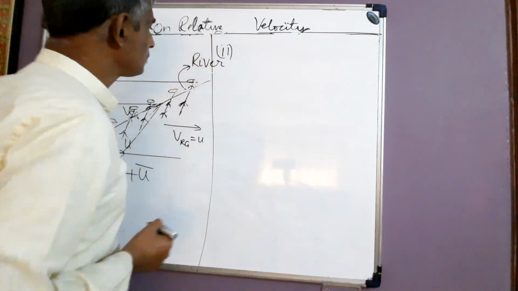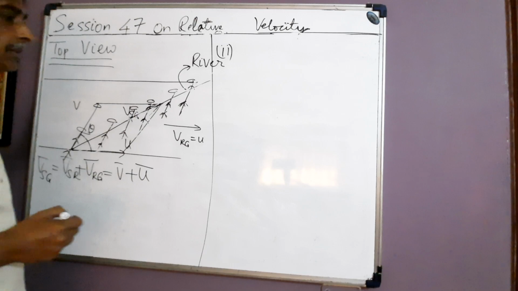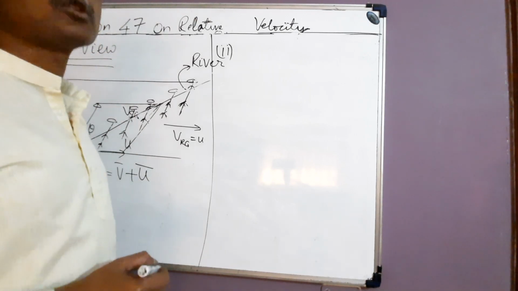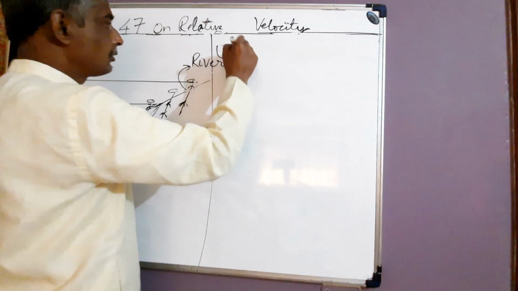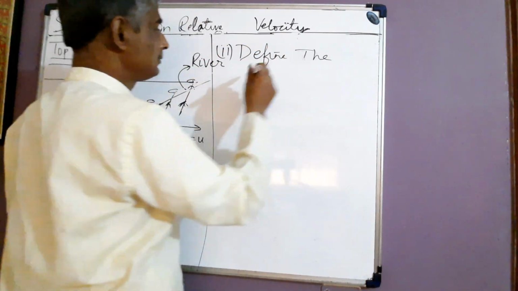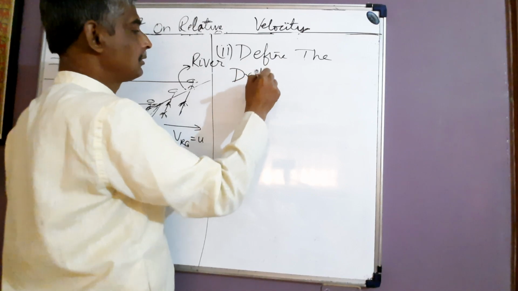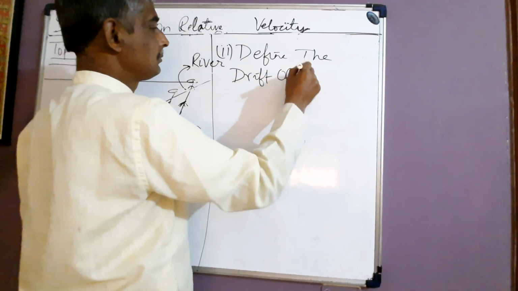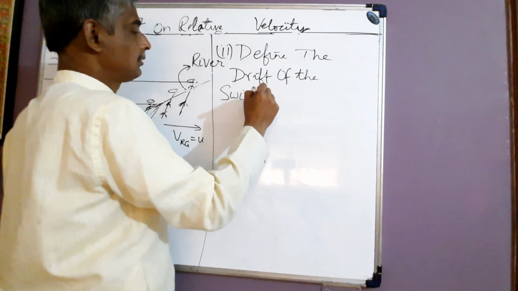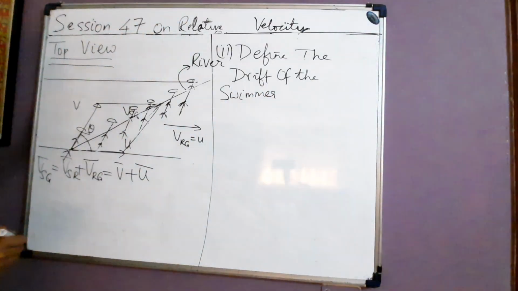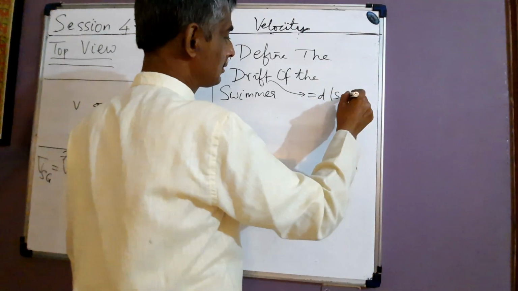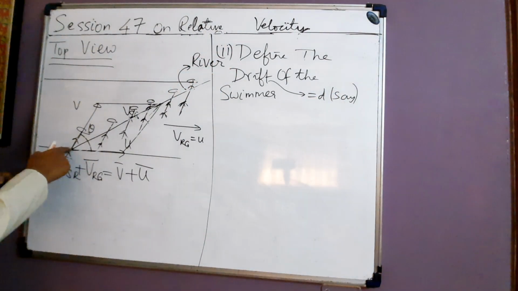Now second thing, we have to define what is meant by the drift of the swimmer, and what is the time taken by the swimmer to cross the river. Define the drift of the swimmer. We denote this drift by D. I define drift in this diagram.